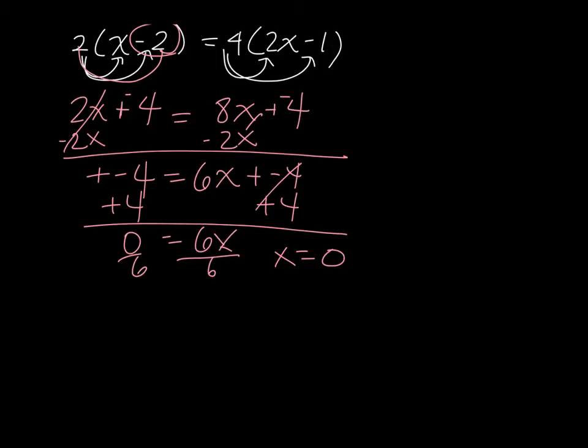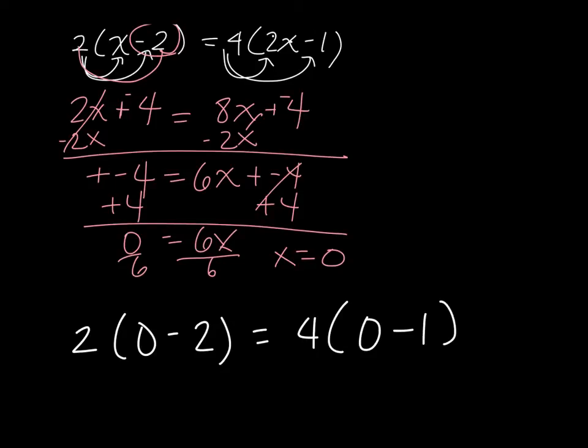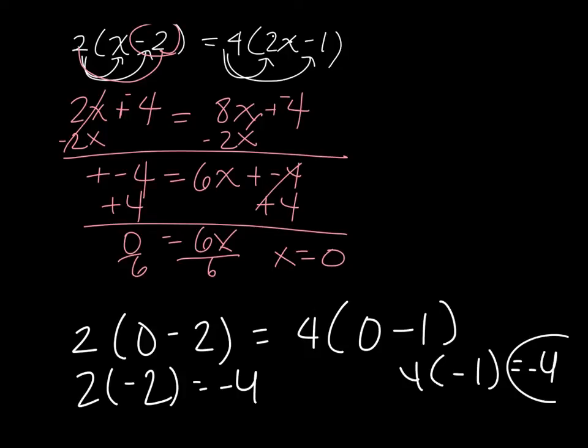So I'm going to put zeros in for my x's. So I get 2, 0 minus 2 equals 4. 2 times 0 is 0, so it's 0 minus 1. And this is 2 times negative 2, which equals negative 4. And on the right side is 4 times negative 1, which equals negative 4. They equal each other, so we're good to go.